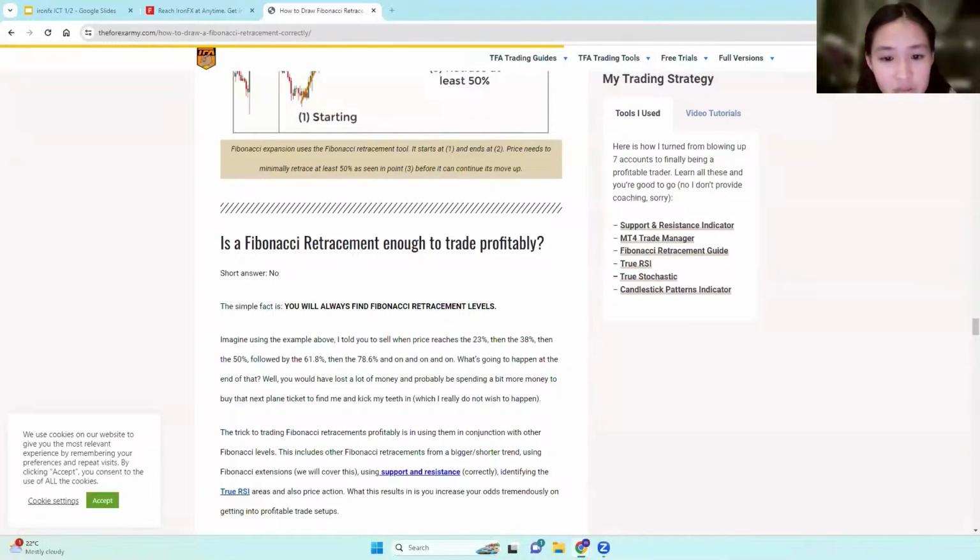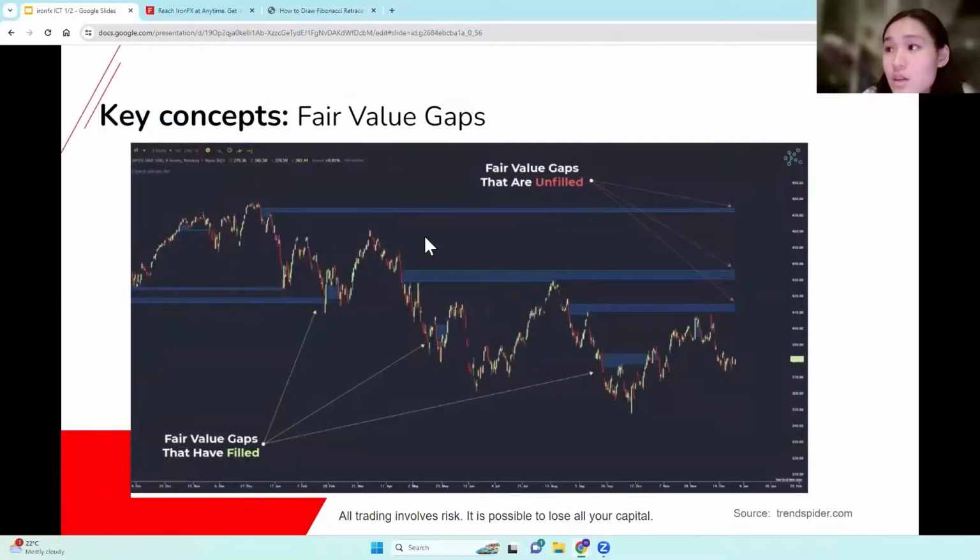Oh, we have a question. What happens to an FVG that has not been filled? If we go back to my slides, what it means when it's not filled is that we don't expect price to return to that area anytime soon. So we are not going to take note of those levels. We want to take note of the FVGs that have been filled in order to place your stop losses and take profit levels according to those levels.